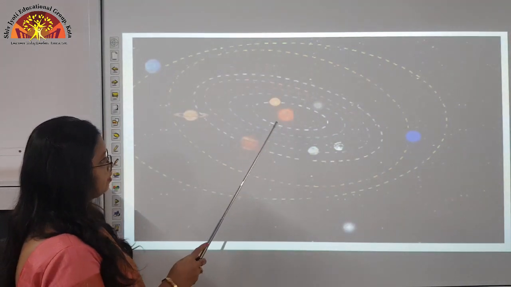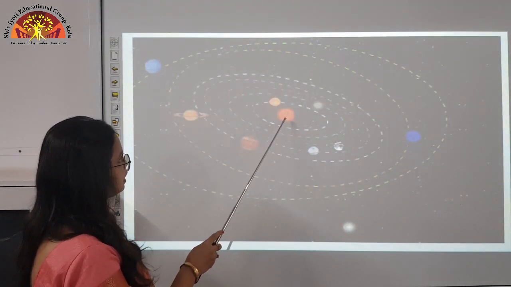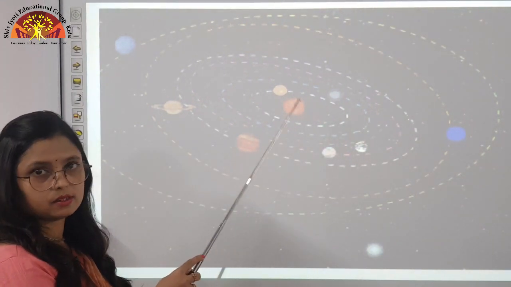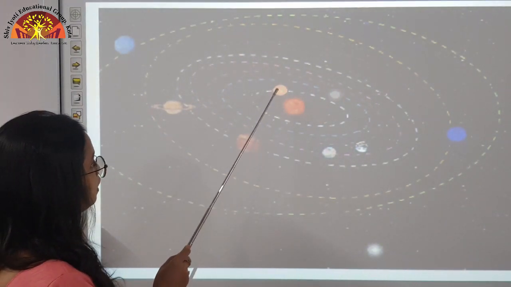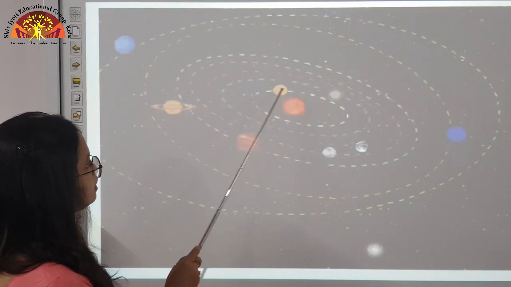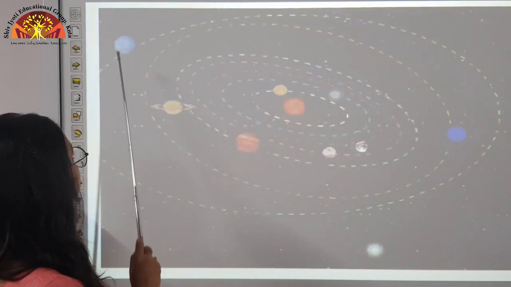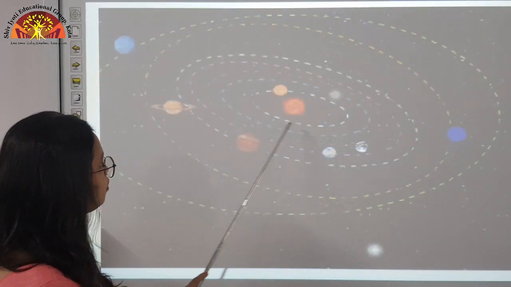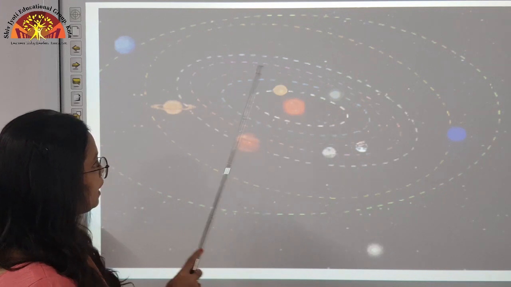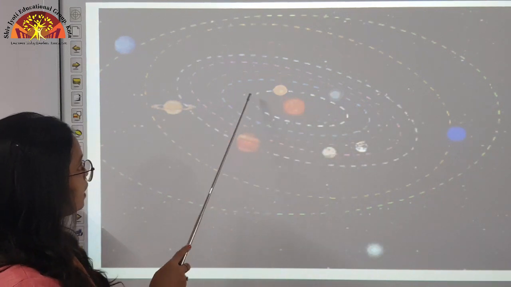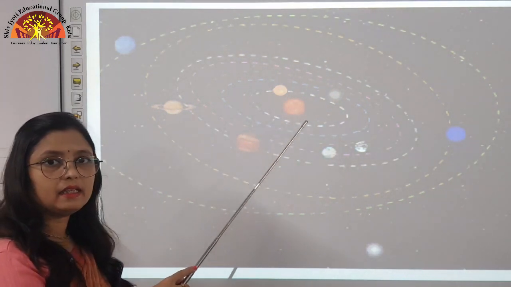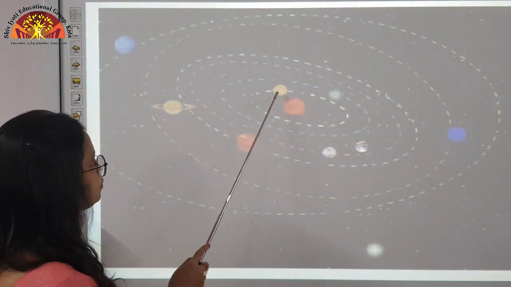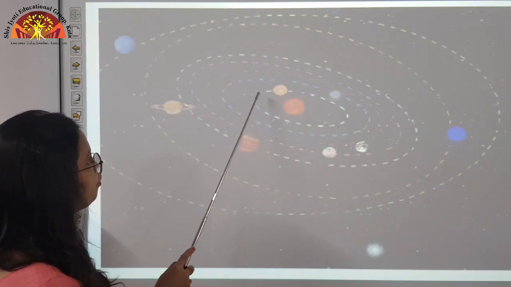Okay, so children, have a look at this picture. This centralized body is the sun. It is a huge ball of gases. Now, you can see that around the sun, these small circular objects are the planets, and each planet is revolving around its own axis. These lines which you can see here represent the axis of each of these planets. Here you can see this is the first planet Mercury, and this is the axis of rotation of Mercury.